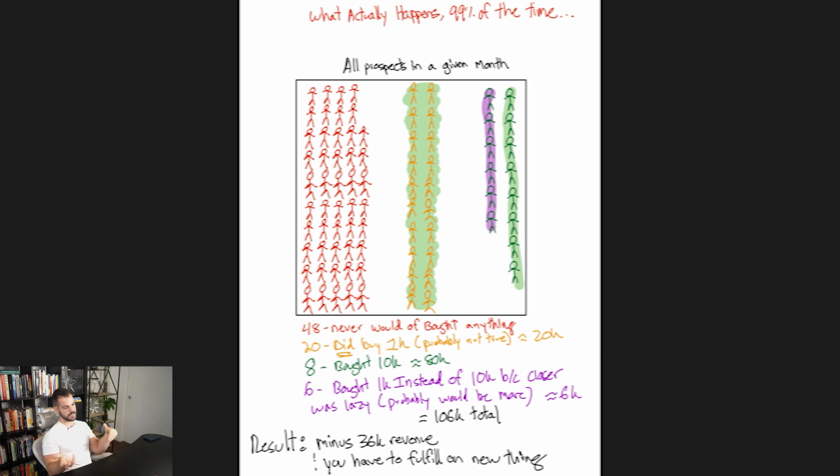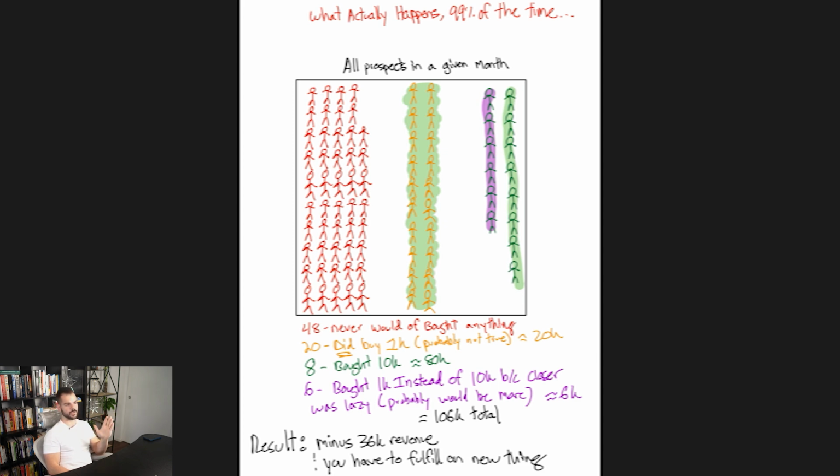Now there's only 8 that bought the 10K. Why is that? Because, you can see in the purple, 6 bought the 1K instead of the 10K because the closer was lazy, the closer didn't think they had money, the closer didn't push, but they wanted to come away with a credit card so you can give them a little pat on the back. And I only did 6 out of the 14 original. I've seen it as high as 50%.